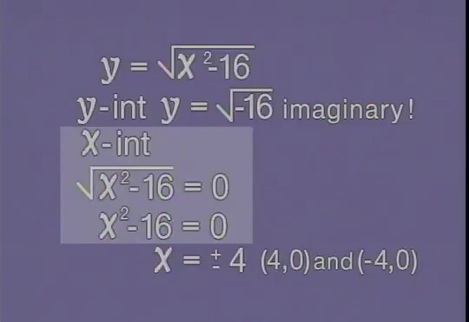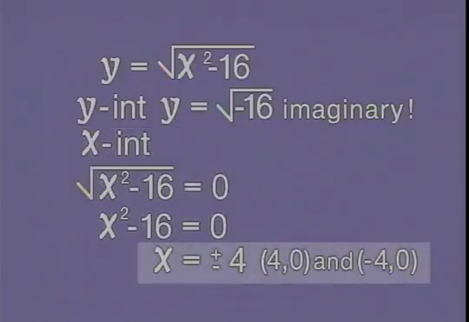Well, the x-intercept is obtained by setting the function equal to 0, and we have the square root of x squared minus 16 equals 0, and that's highlighted. And then we solve that, we get plus or minus 4. Remember, because we're solving x squared equals 16, and we're taking the square root of both sides of the equation, we get the plus or minus answer. Plus or minus 4, so we have two x-intercepts, 4, 0 and negative 4, 0.